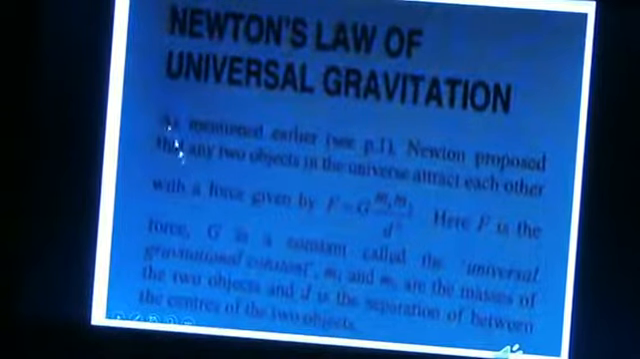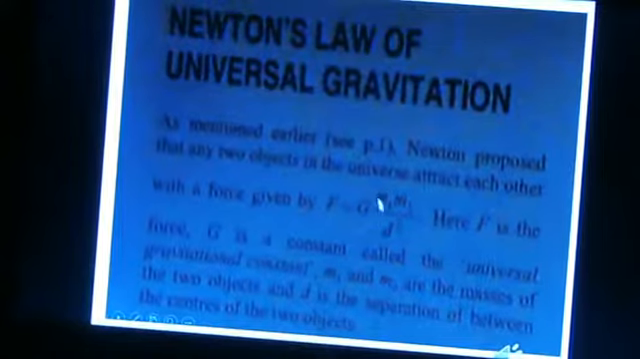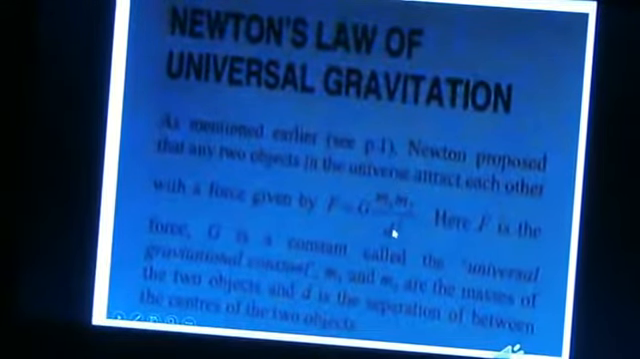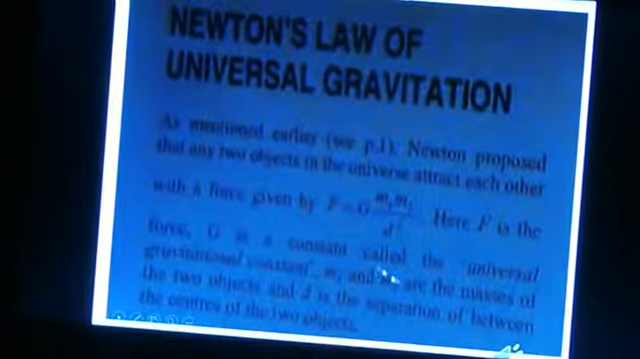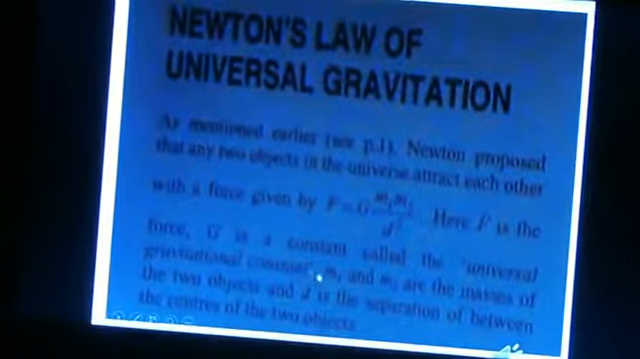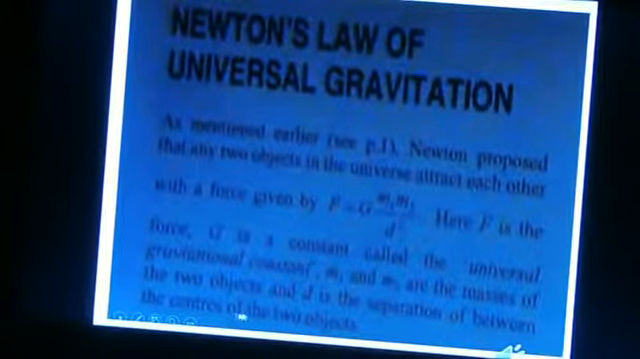This is the equation to represent Newton's law of universal gravitation. The equation can be written as F equals G multiplied by M1 and M2 divided by r squared. In this case, F is the force, G is a constant, the universal gravitational constant, M1 and M2 are the masses of the two objects, and r is the separation between the centers of the two objects.